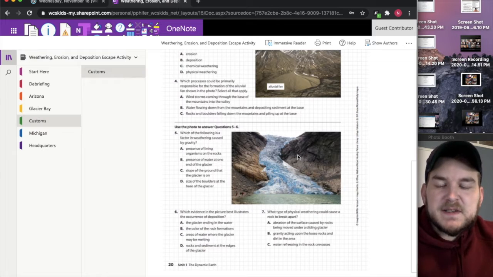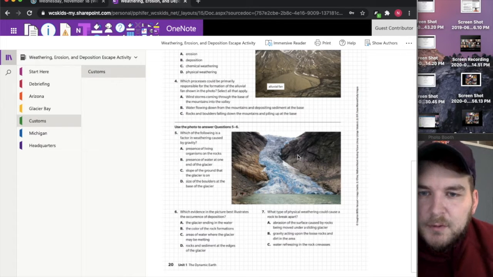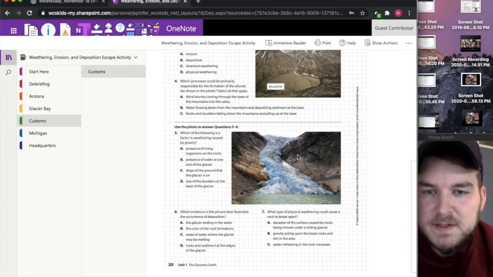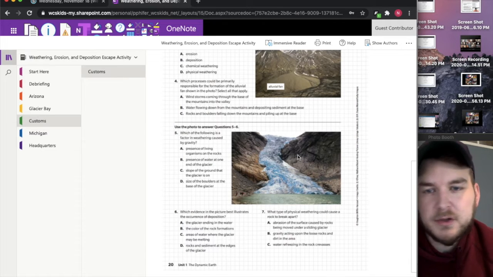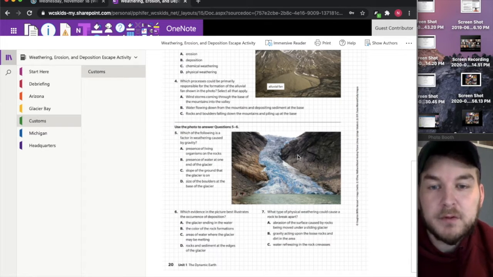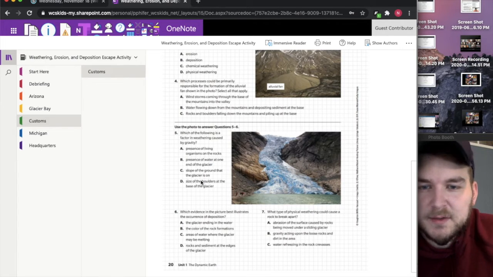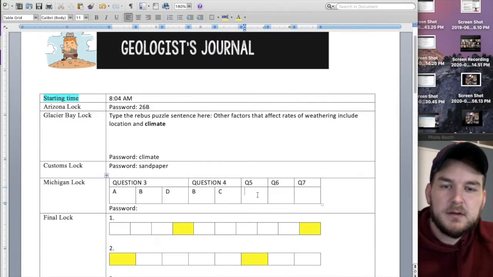For numbers 5, 6, and 7, only 1 correct answer. Number 5, which of the following is a factor in weathering caused by gravity? Presence of living organisms in the rock? No, that's not gravity. Presence of water at one end of the glacier? That's not gravity. Slope of the ground that the glacier is on? Yes, I believe it's that one, but let me double check. D, size of the boulders at the base of the glacier? No. So 5 is C.